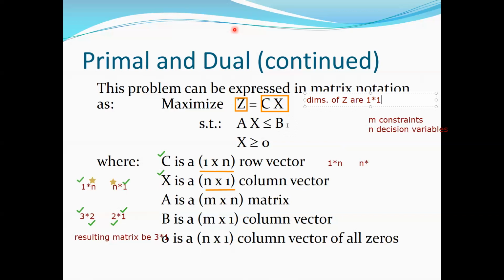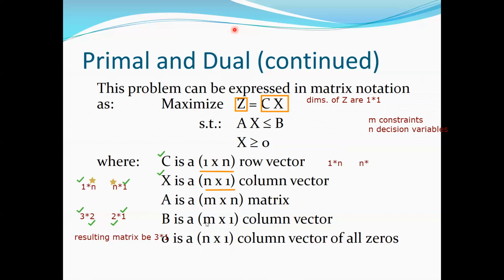Can I multiply A and B matrices together in this example? A is an m cross n matrix, B is an m cross 1 matrix. Can I multiply and obtain a matrix multiplication A cross B? That is correct, A cross B is not possible because the dimension n doesn't match with this m. So A cross B is not possible.